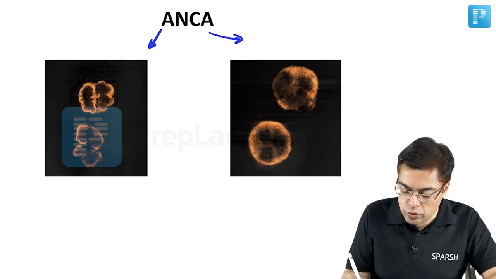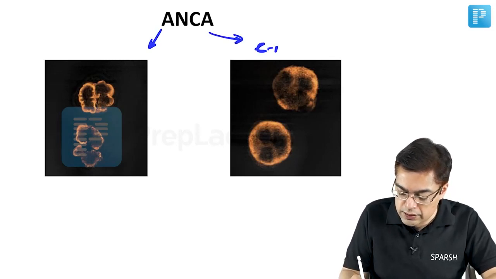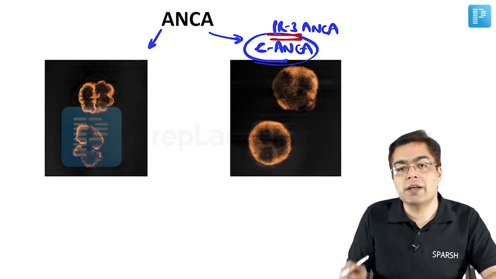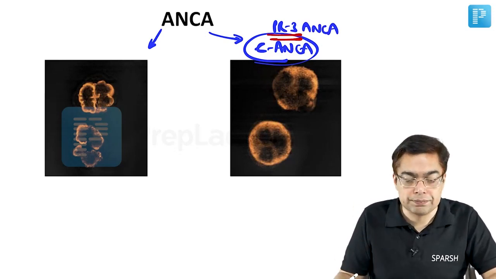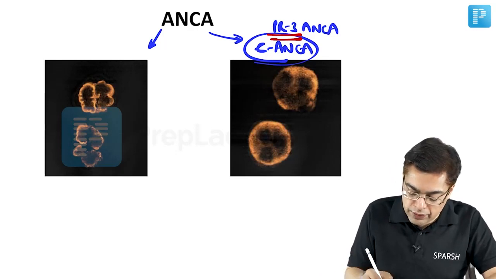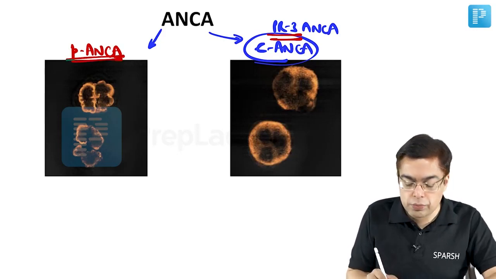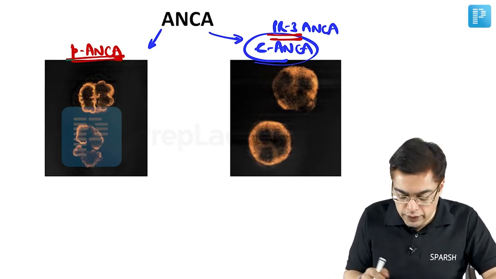The one variant is going to be given the name of C-ANCA, which is now also called PR3-ANCA, for the simple fact that the antibody here is produced against proteinase 3 antigen. On the other hand, the other type of ANCA, earlier called P-ANCA, where P stands for the fact that there is going to be a perinuclear staining that you are going to be observing over here.